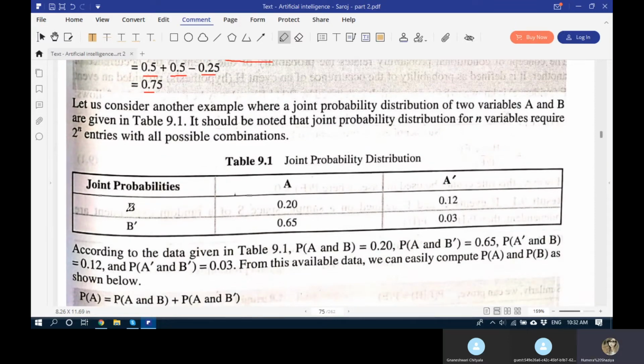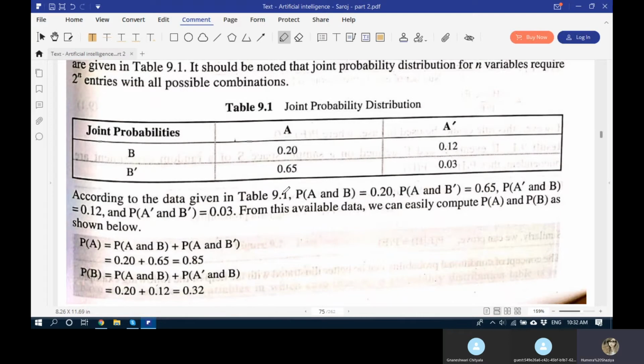And this is also another example of joint probability distribution. Probability of A and B is 0.2. Probability of A and B complement is 0.65. Probability of A complement and B is 0.12. And P of A complement and B complement is 0.03.